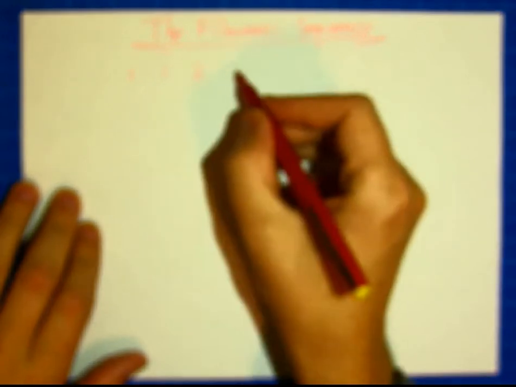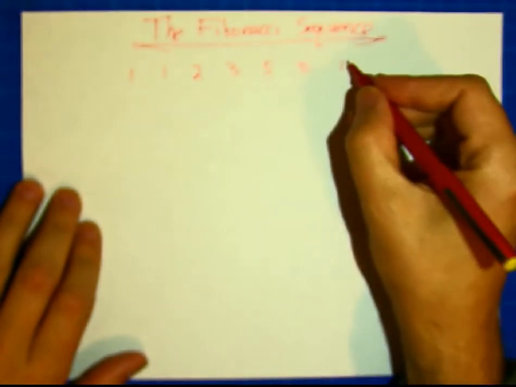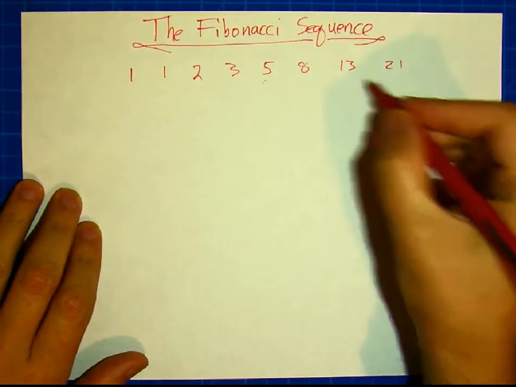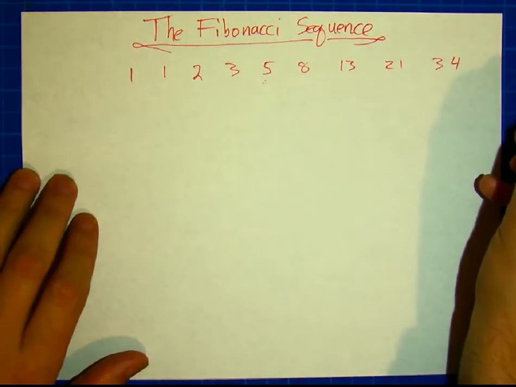So 1 plus 1 is 2, 1 plus 2 is 3, 2 plus 3 is 5, 3 plus 5 is 8, 5 plus 8 is 13, 8 plus 13 is 21, 13 plus 21 is 34, and so on infinitely much, however much you like.